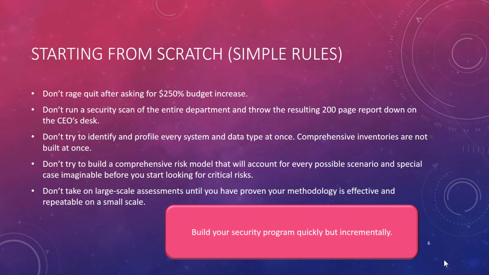Don't try to do everything at once. Comprehensive inventories are not built at once. Disaster recovery programs are not built at once. They're built over time, and you want to have those small successes. Again, look for those critical risks. Once you handle those, move to the high risks, from there to the moderate, and so on. And don't do large-scale assessments. Have a small scope, but work the entire process, your entire methodology, and that will allow you to build your security program quickly but incrementally.